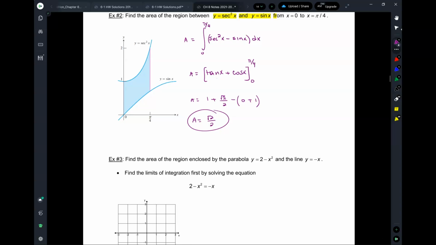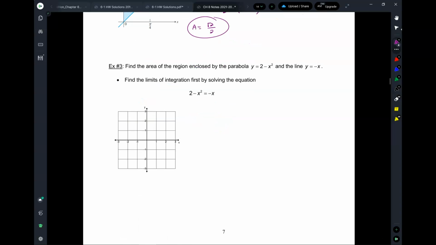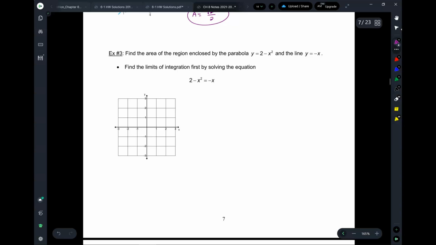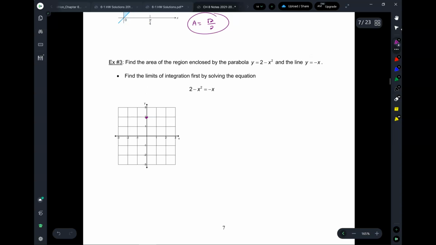Okay, so here we go. This one, you're not given the graph. It's up to us to do the graph. Find the area of the region enclosed by the parabola y equals 2 minus x squared and y equals negative x. 2 minus x squared is a parabola that has a vertex at y equals 2 and goes down. Where does it hit the x-axis? 2 minus x squared equals 0, x squared equals 2, x is plus or minus root 2.